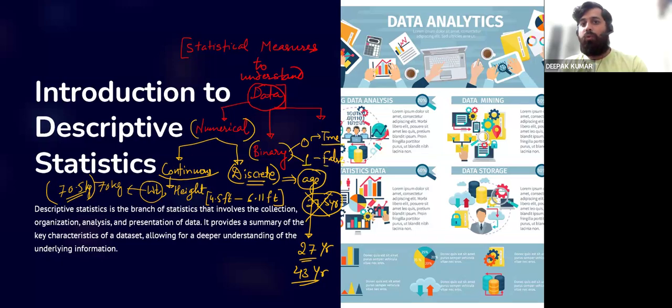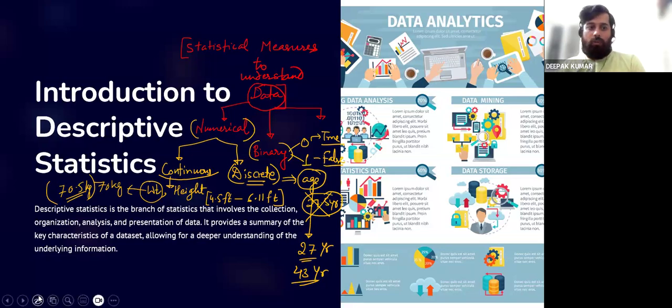Binary means two aspects of data. If I ask you, say, do you love fast food? You will say either yes or no. So the only answer you are left with is yes or no, true or false, present or absent. Two types of output would be there.